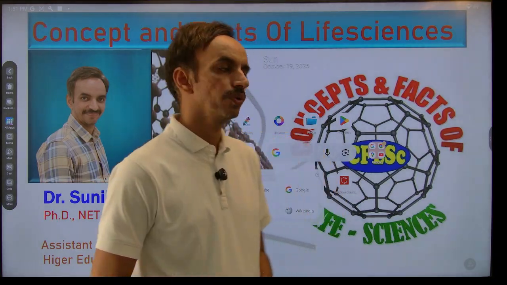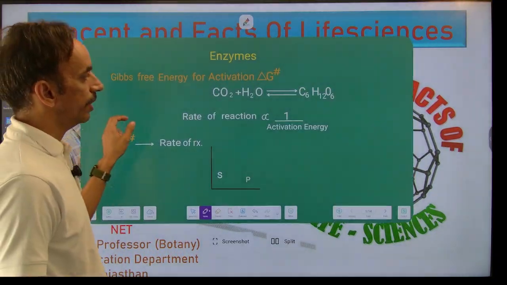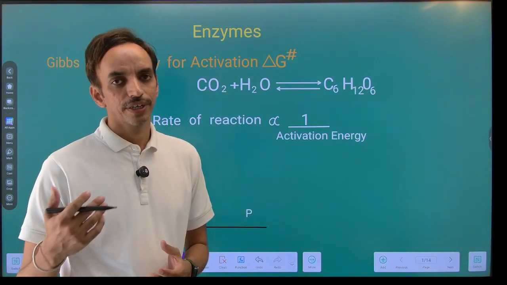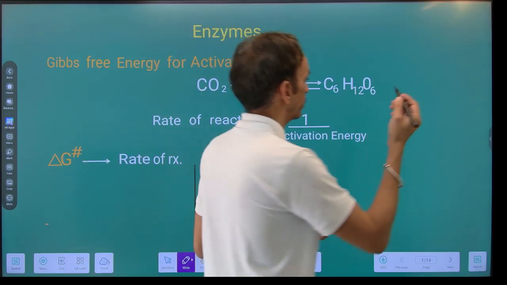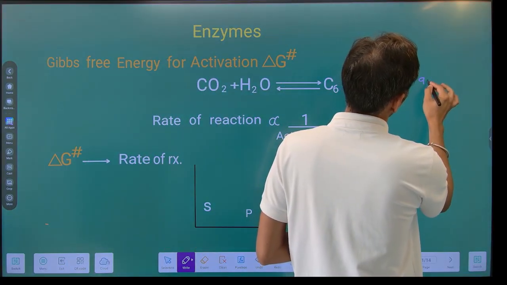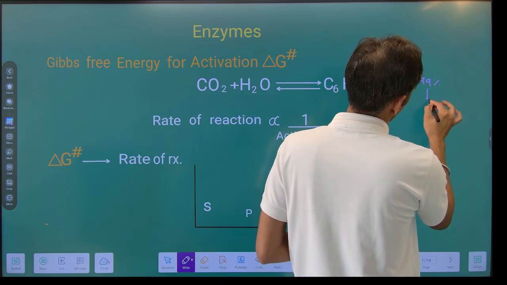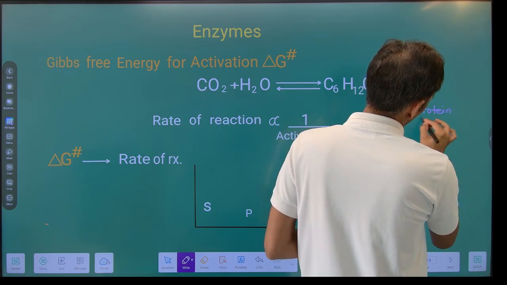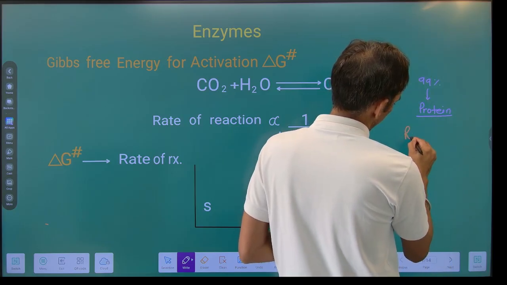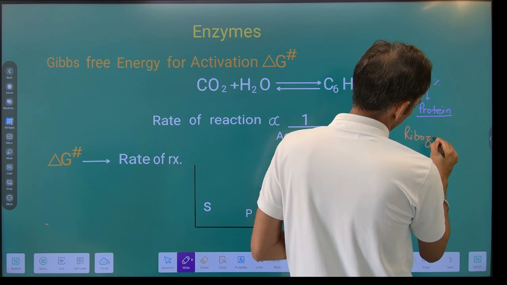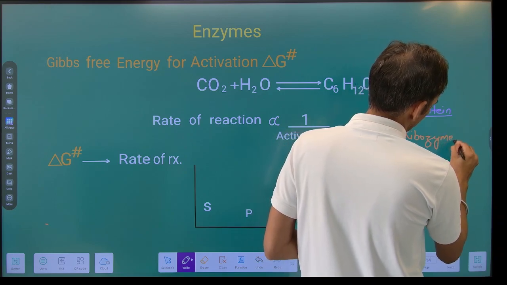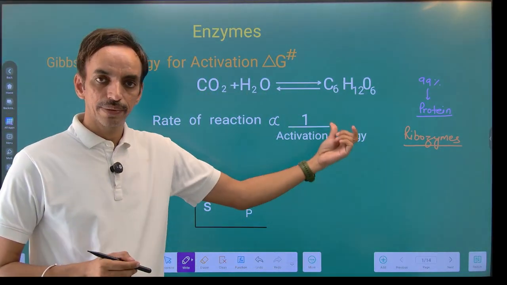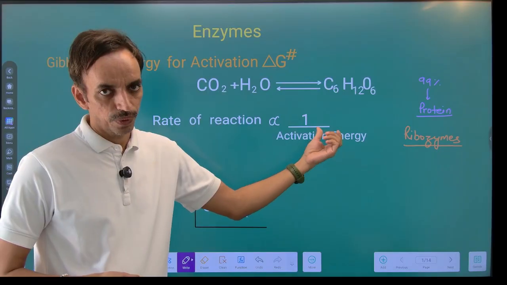Today in this video we are going to discuss enzymes. For enzymes there is a statement that all enzymes are proteins but all proteins are not enzymes. This is a very true statement, like 99% of the enzymes are proteins. Why 99? Because we have the exceptions in the form of ribozymes. These ribozymes are catalytic RNA. So, all enzymes with the exception of ribozymes are proteins.